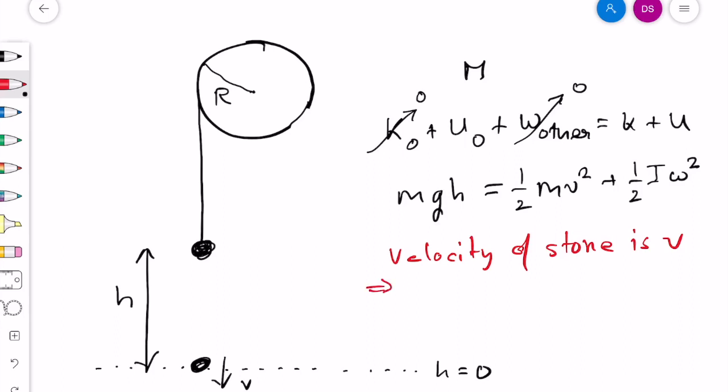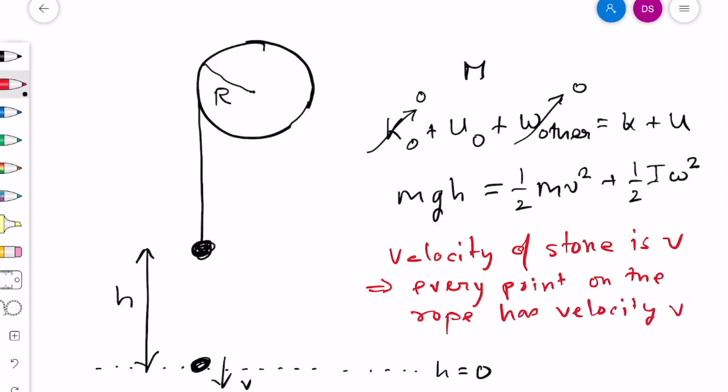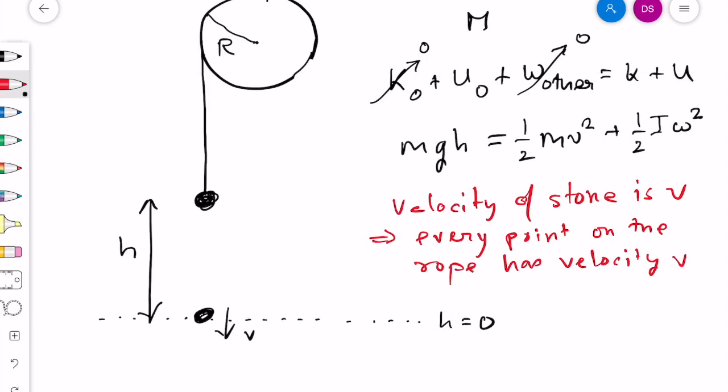That implies that every point on the rope has velocity v. So that would mean that a point on the rope which is in touch with the pulley also has a velocity v, right? And so that's this point. This point also has a velocity v. But this point is in touch with the pulley. So that means the pulley has a tangential velocity v.